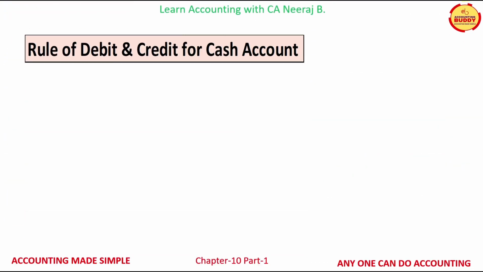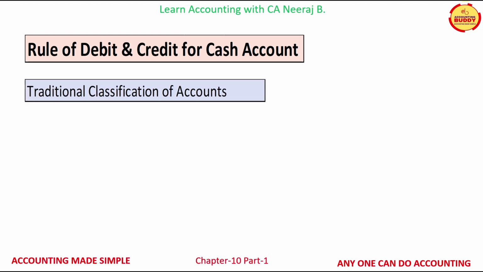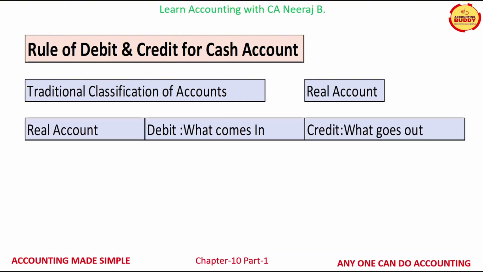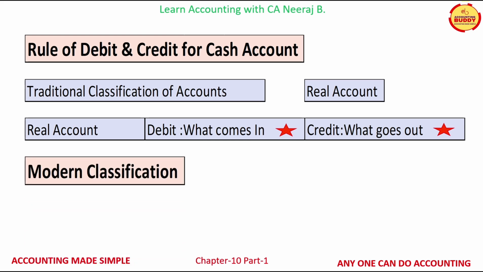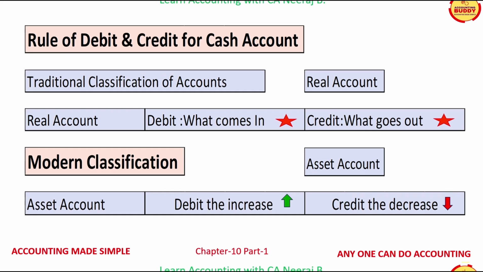Let us quickly recap the rules of debit and credit for cash account. Under traditional classification of accounts, cash is a real account. For real account, the rule of debit and credit is debit what comes in and credit what goes out. Under modern classification of accounts, cash is an asset. For asset account, the rule is debit when asset increases and credit when asset decreases.